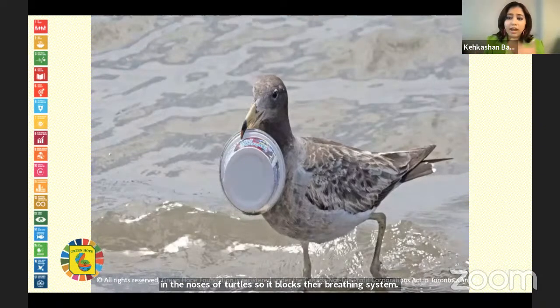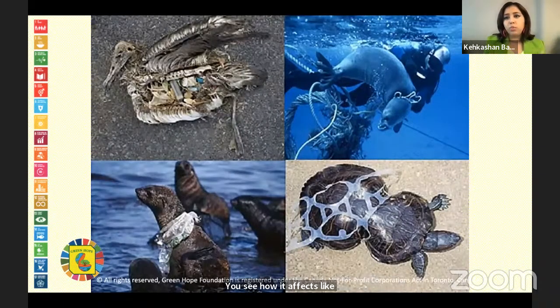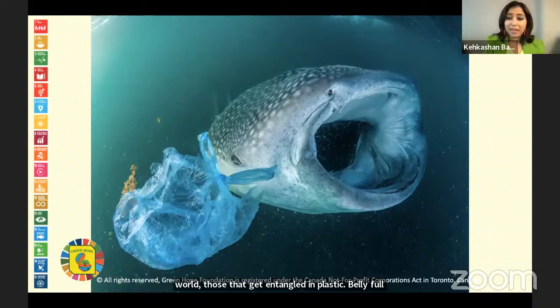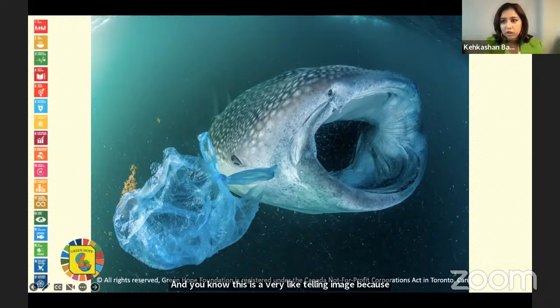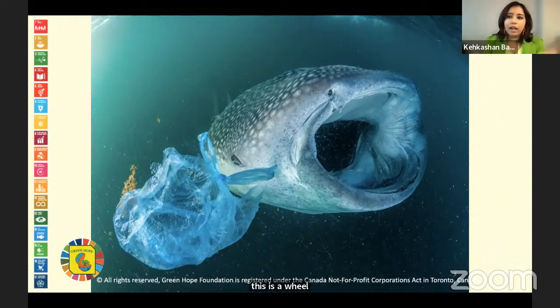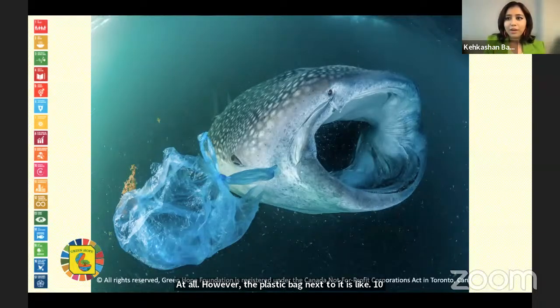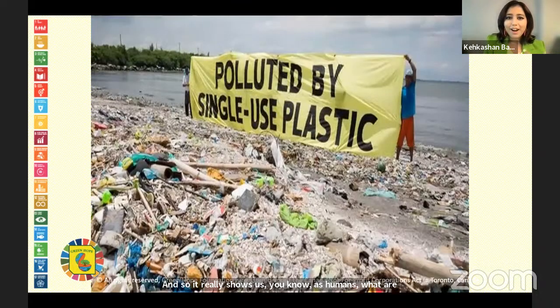You see how it affects creatures all across the world, those that get entangled in plastic, the birds with their bellies full of plastic, like the one I showed you right at the beginning. And this is a very telling image because this is a whale shark. It's the largest fish in the world, and it's not dangerous at all. However, the plastic bag next to it is 10 times more dangerous because it can actually kill. And so it really shows us, as humans, what are we doing to our planet?